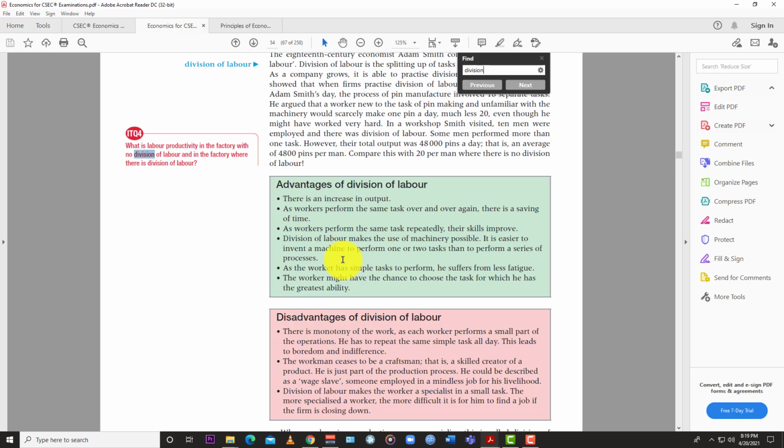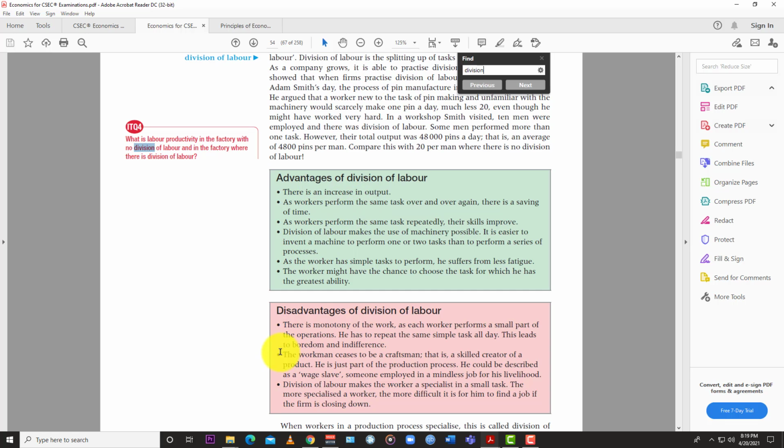And so you can see it like that. As the workers have simple tasks to perform, he suffers from less fatigue. That's the next advantage right there. The worker might have the chance to choose the task for which he has the greatest ability. So all those advantages of division of labor, but some of the ones that will give you more traction will be to discuss all of these as one.